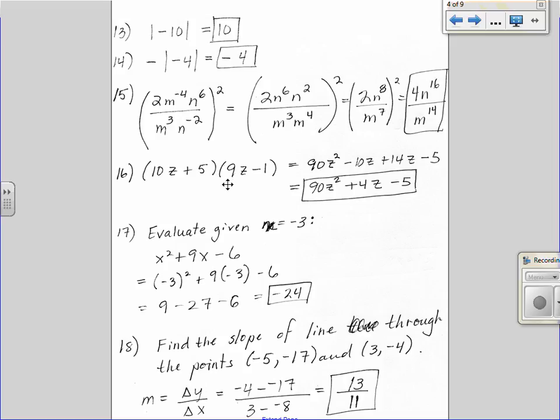Here's another FOIL problem. Let's see here. It says evaluate given that x is negative 3. We were substituting, dropping that negative 3 in parentheses into each spot where we have an x and finding our value.